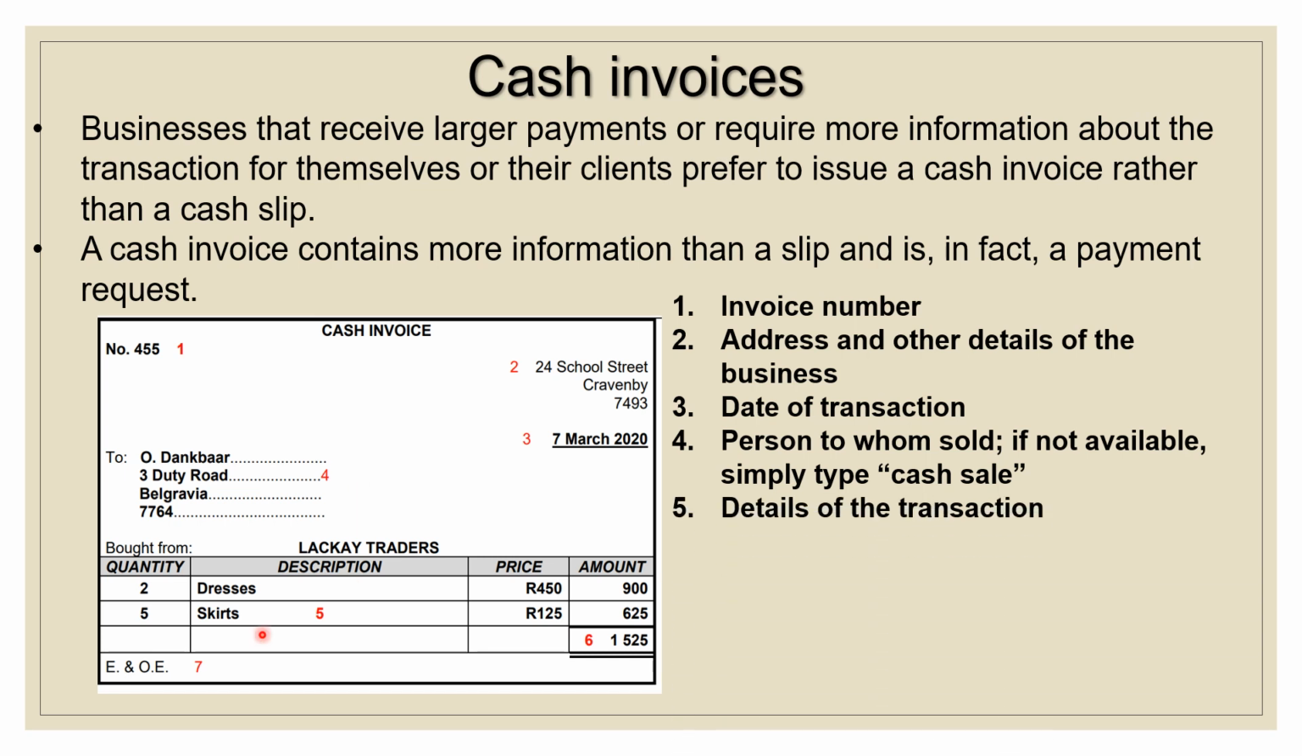Number 5, details of the transaction, so skirts and dresses, and how many, 2 dresses and 5 skirts. The total amount payable, number 6, 1,525.